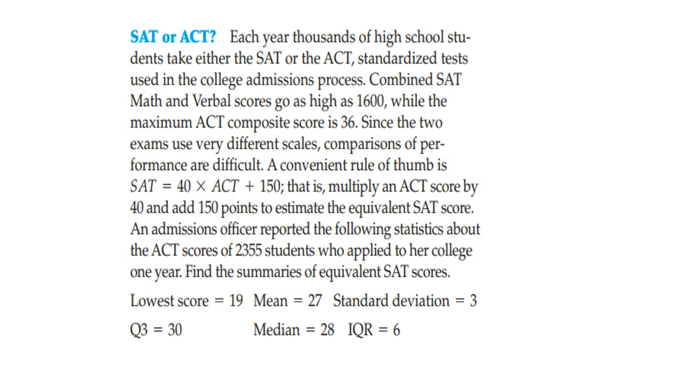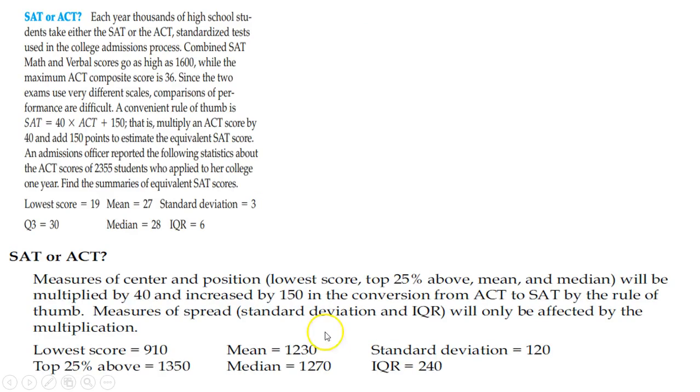An admissions officer reports the following statistics about the ACT scores of 2,355 students who applied, and find the summary. So basically what they're saying is, we got the low, we got the standard deviation, we got the mean, we got the quartiles, we got the interquartile range, the median. As you're looking at this, it says, find the summaries of the equivalent SAT scores. So when you're doing this, the measures of center and position, the lowest score, the top 25% above the mean, will be multiplied by 40 and increased by 150.